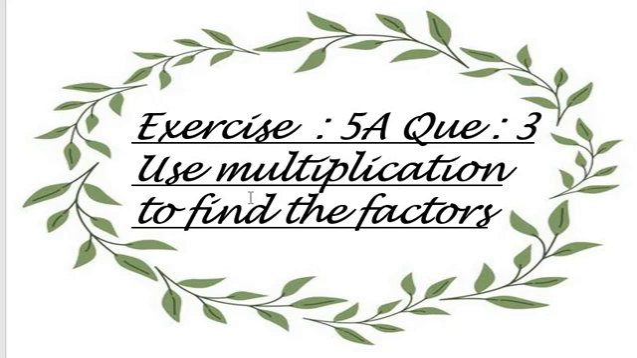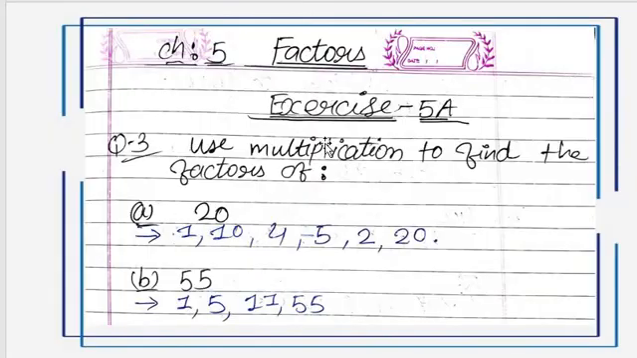Question number 3 is what, my dear students? Use multiplication to find the factors. So now let's check Chapter number 5, Factors, exercise number 5A, question number 3. Use multiplication to find the factors of the different numbers. We check the numbers 20 and 55, which will come in those tables. So let's check here, my dear students.